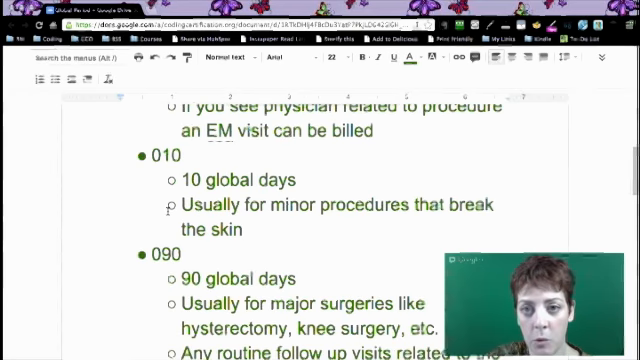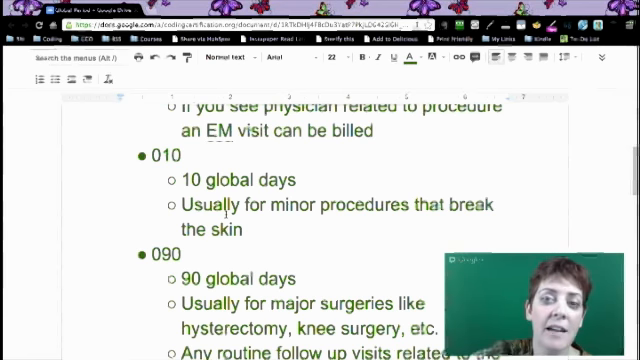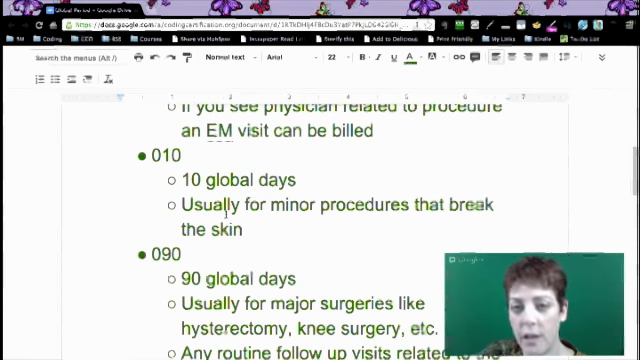010 means there's 10 global follow-up days. That's normally for procedures where there is a break in the skin, but it's not considered a major procedure like a hysterectomy, etc. So any visits where the patient comes in, say, a week after the procedure, 7 days, that visit you would not bill separately. You would not bill a separate E&M visit. It would be bundled into the CPT code for the minor surgery.